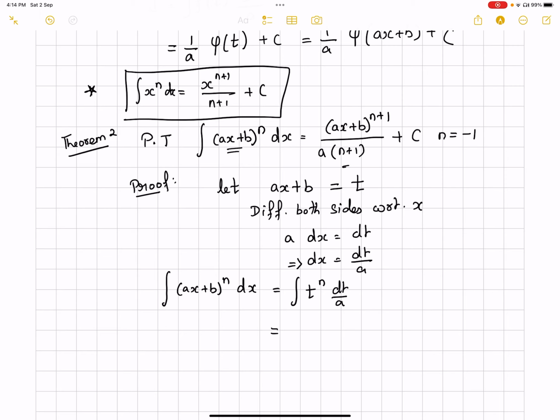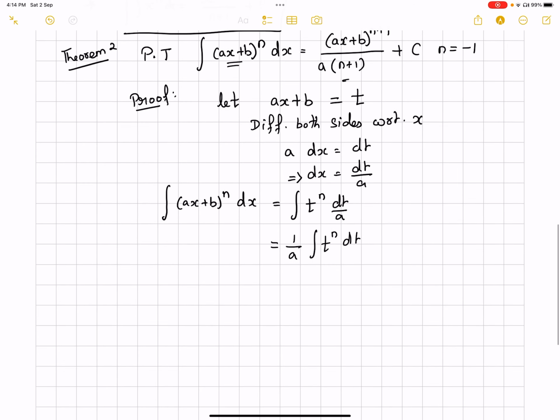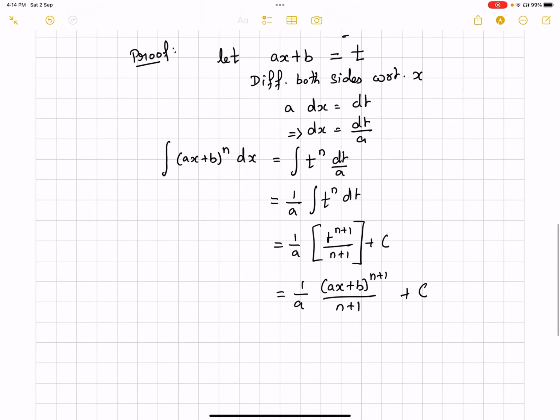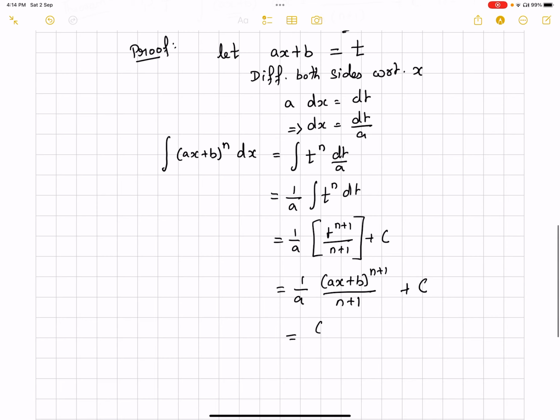Now here what I would be having, 1 by a is a constant, and I would integrate t to the power n dt, which is equal to 1 by a, t to the power n plus 1 divided by n plus 1, and then plus c. What is my t here? T is nothing but ax plus b, so we get ax plus b whole to the power n plus 1 divided by n plus 1 plus c. That's it. We have found it out.